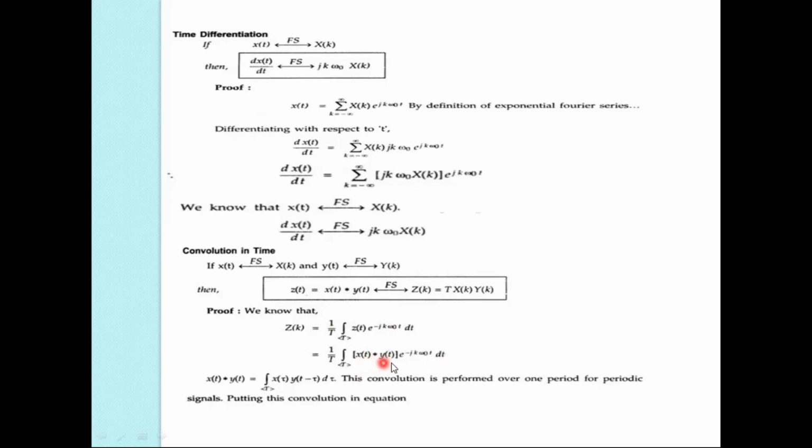What is the convolution of x of t and y of t? The formula is x of t convolved with y of t equals the integral of x of tau y of t minus tau d tau. So there is no 1 by T here, my dear students. This convolution is performed over one period for periodic signals. And we substitute this formula for the convolution of x of t and y of t here.